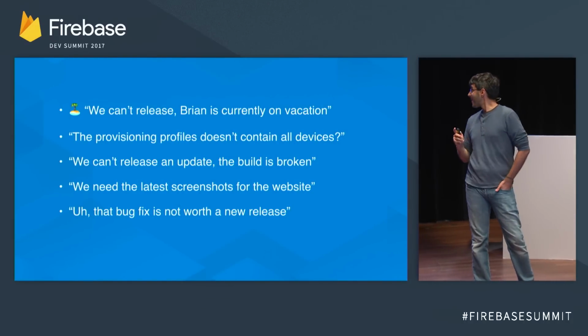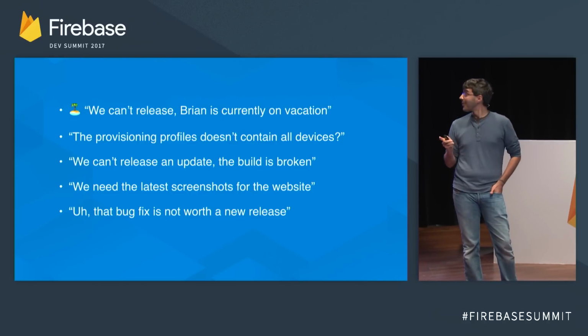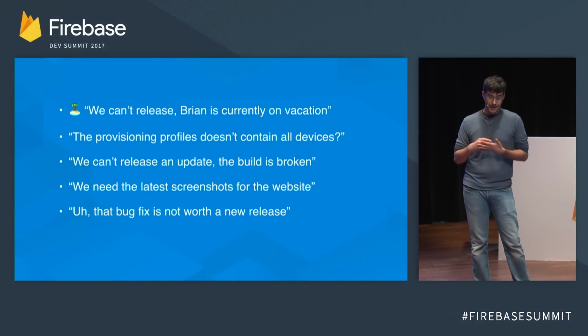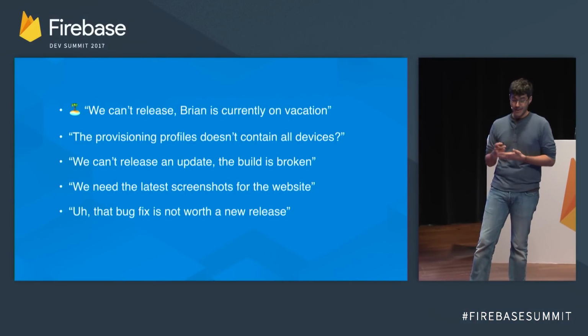So I'd be willing to bet that you've heard some of these quotes. Brian is the only person who knows how to do a release, and he's on vacation, so we'll have to wait. Or, oh man, our provisioning profiles don't contain the devices we actually need to be using now, so we're going to have to add them, regenerate the profile, redistribute it, and then re-sign the build. Or just, our build is broken. Also, sometimes the marketing team really wants those new screenshots for the app that you've been working on, and that can be pretty tedious. So these are all things that we've heard in the past, and these are not things that we really want to hear. And so that's where Fastlane comes into play.